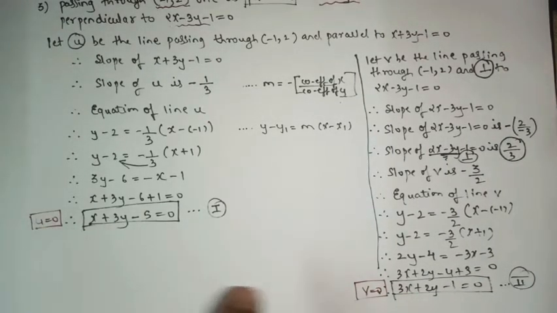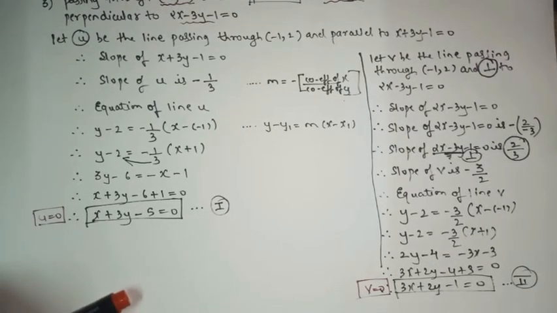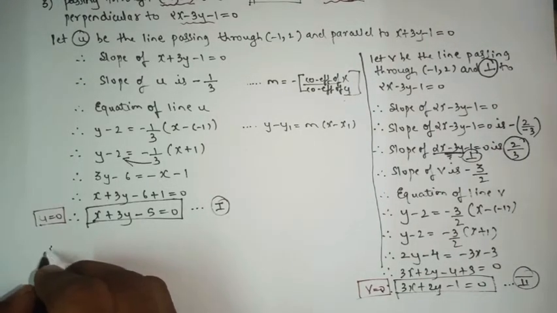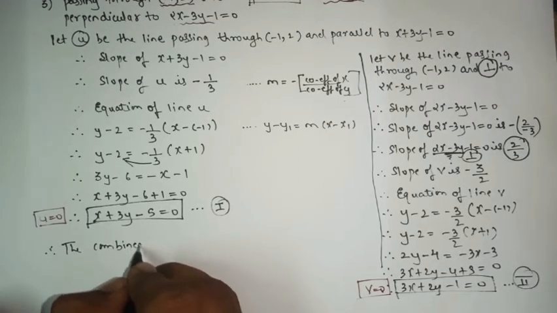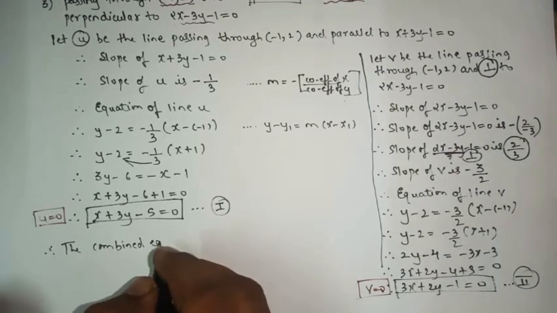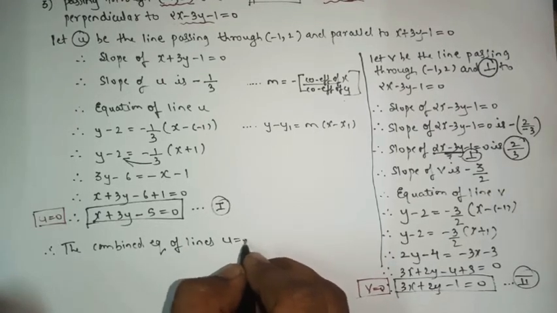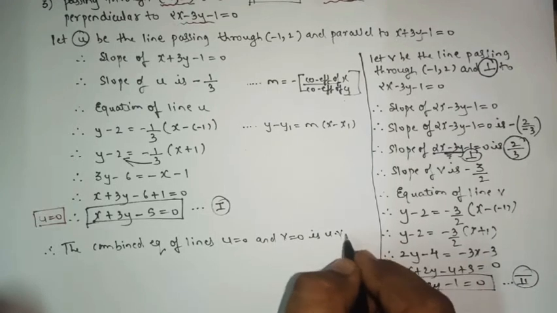No need of writing this. For explanation I'm using this. Okay, u equals 0 and v equals 0. Now exactly what we will do. As we know, the combined equation of lines u equal to 0 and v equal to 0 is what? u into v equal to 0.